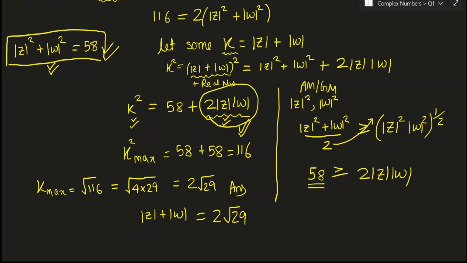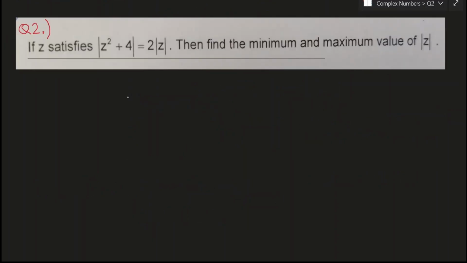Let's move on to the next question. So let's look at the next question. In this question, we have been given a complex number z, which satisfies the given equation, and we have to find the minimum as well as the maximum value of mod of z, right? So let's look at the solution to this particular problem.